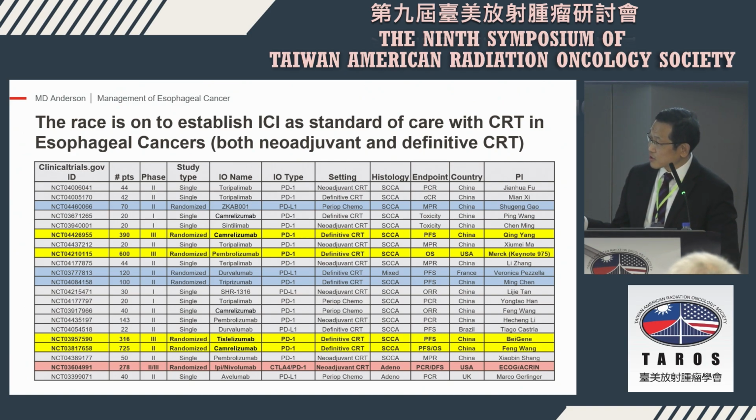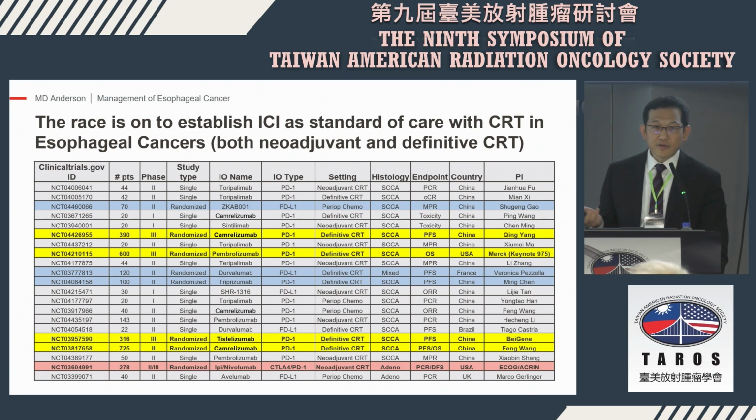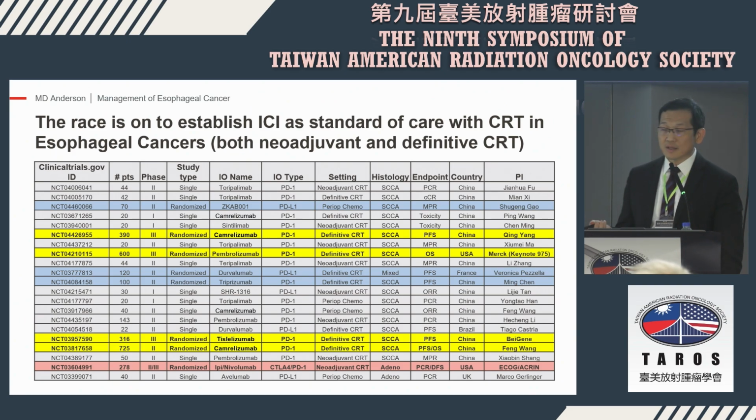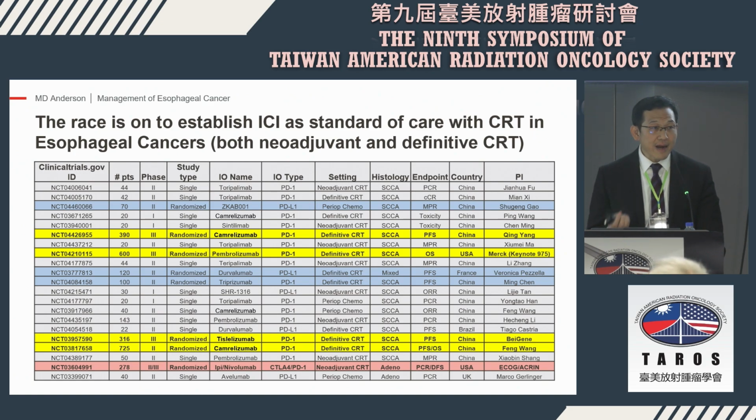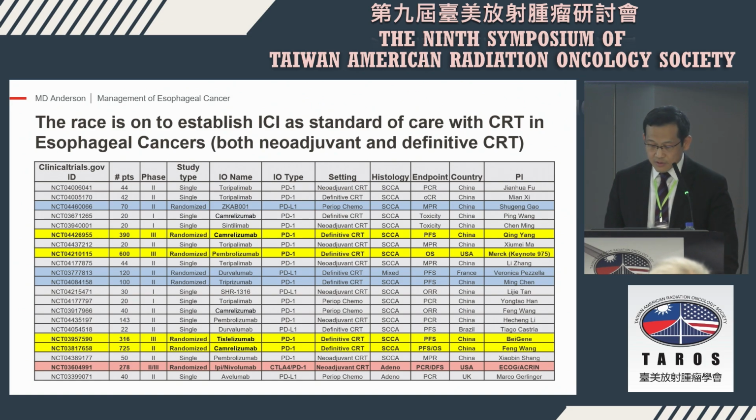You can see here most of these are squamous cell carcinoma patients, and most of these studies were done in China, actually. So they're incorporating their own PD-1, PD-L1 drugs, either neoadjuvantly or definitively, for squamous cell esophageal cancer patients. There are only a few of these studies done in the U.S., particularly the ECOG-ACRIN 2174, which is for adenocarcinoma patients, asking whether adding immunotherapy will benefit these patients, particularly with concurrent chemoradiation.